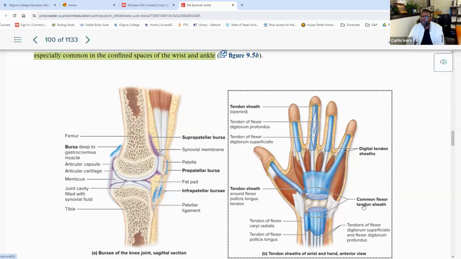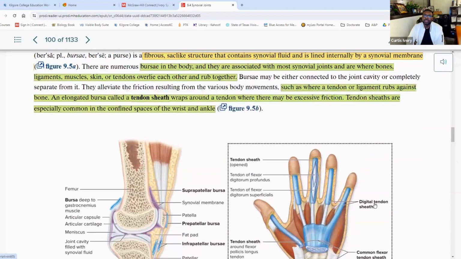We also have what's called a tendon sheath, which is going to essentially wrap around a tendon where there might be excessive friction. They're going to be really common in our wrist and our ankle, because we're always moving them, so there's a lot of movement happening here. So we're going to have tendon sheaths.